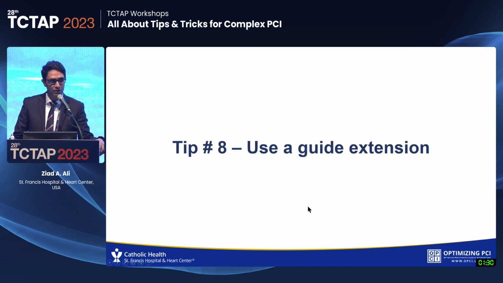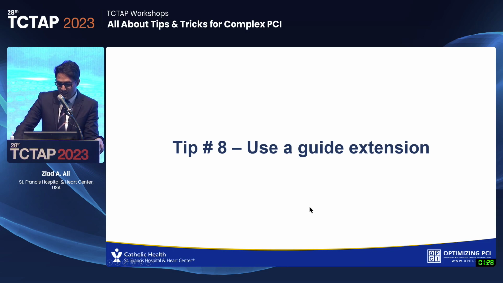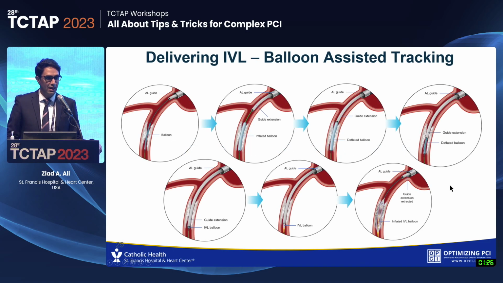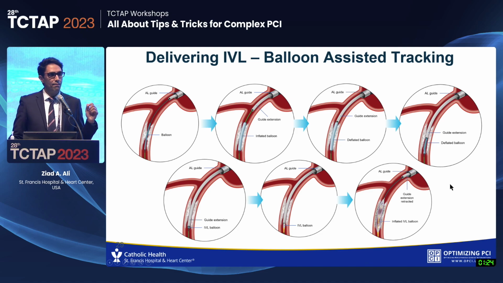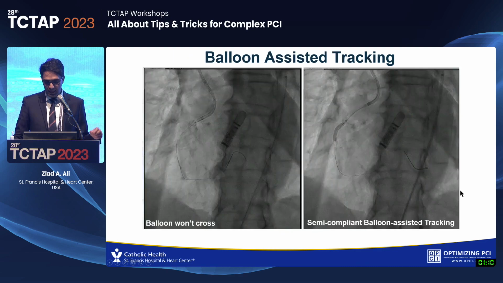Use a guide extension. This is a very, very important concept because probably the biggest barrier to IVL use is delivery of the balloon. You can improve your delivery access to the lesion to about 95% by using small balloons and a guide extension catheter. And here's how you do it.